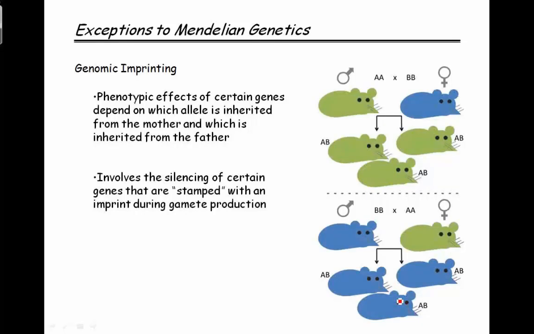So this involves what we call the silencing of certain genes that are stamped or imprinted during gamete production. So in other words, in the mom, in this case, this gene for mouse color is getting stamped or imprinted. And when a gene is stamped or imprinted, that basically means that it is turned off. Or in other words, we can't use it. So if mom is basically turning off the gene in her eggs, when it passes on to these offspring, they're not going to be able to use it. So they will be using the copy they got from dad as kind of a default here.